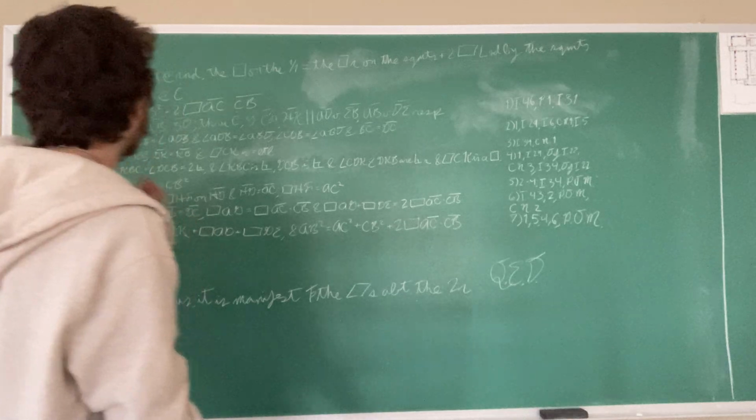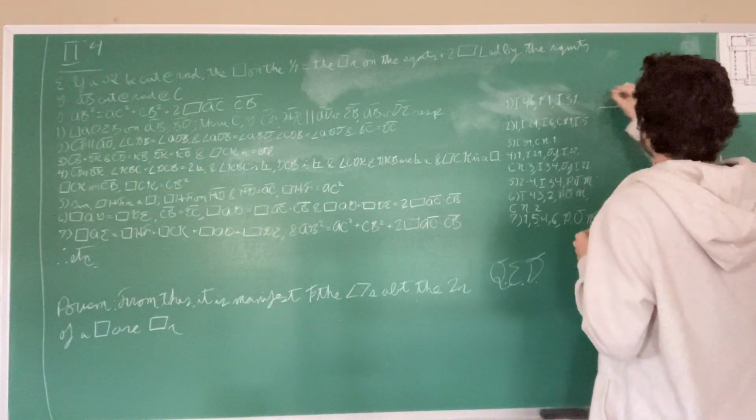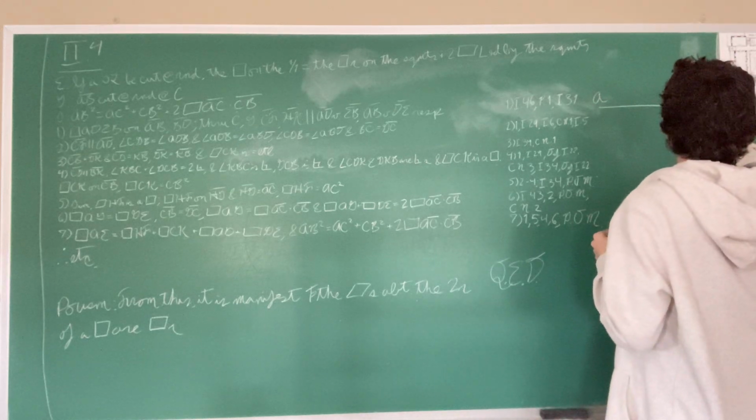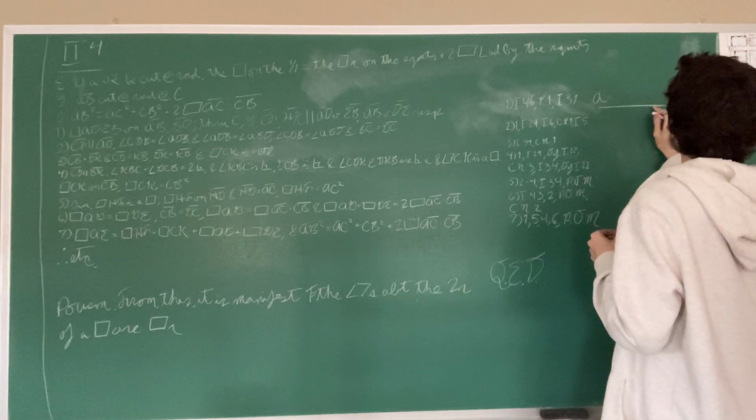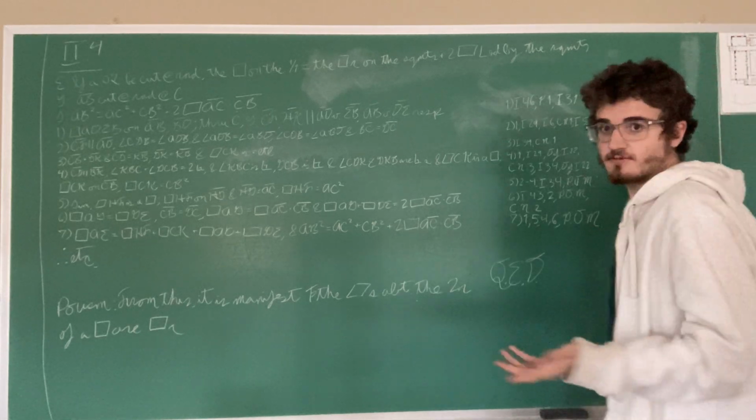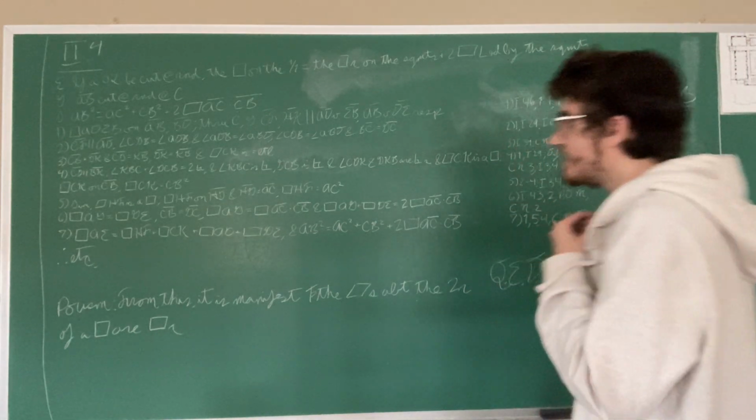So let's draw this example. We are given a straight line AB, like so. I'm going to make that a little longer. Okay, awesome. And it is cut at random at point C.